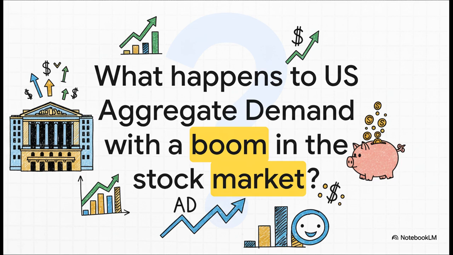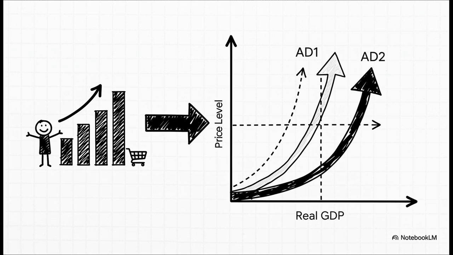Okay, let's try a quick practice scenario. What do you think happens to aggregate demand here in the US if the stock market just goes on a major tear? Which one of those components is going to feel it? If you said aggregate demand increases, you are 100% right. A stock market boom makes people feel wealthier, and that leads to a big increase in consumer spending, which pushes the entire AD curve out to the right.